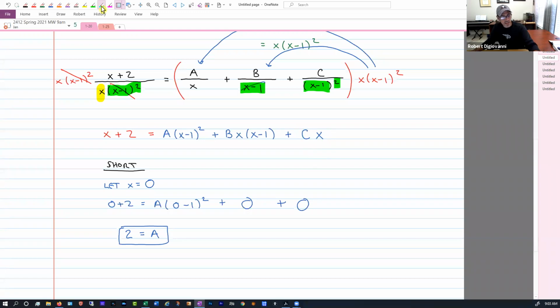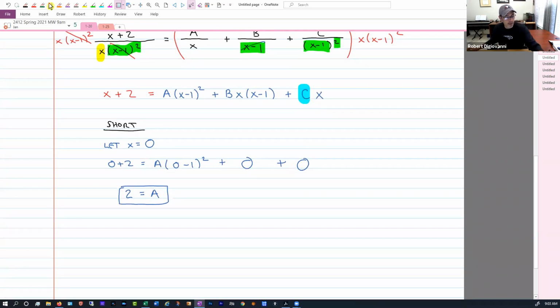So to find C, we can actually choose something here that will kill both of these off without killing off this one, right? So if we let x be 1, it should create zeros here, and it should keep this one here. So let me do that. Let's let x be 1.